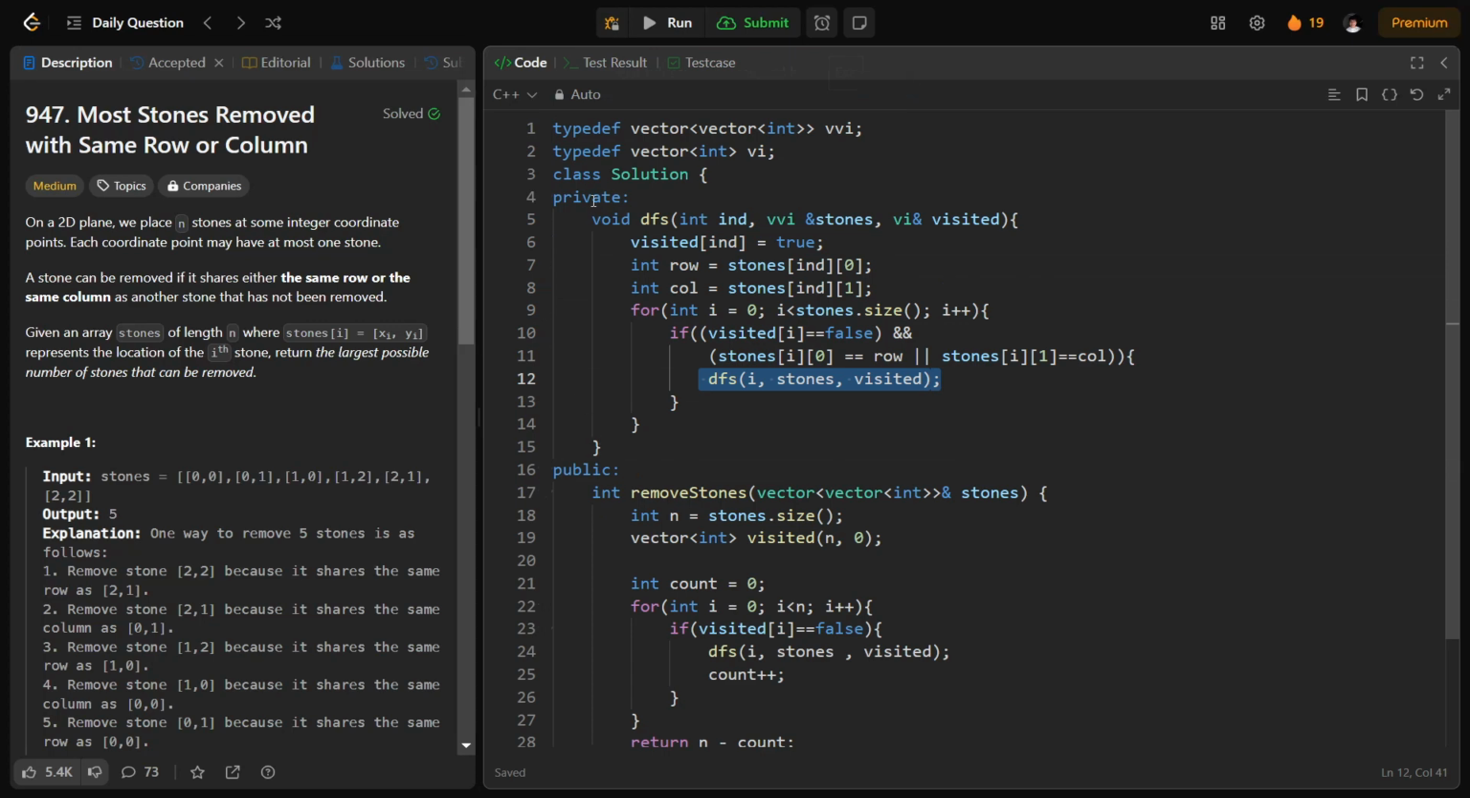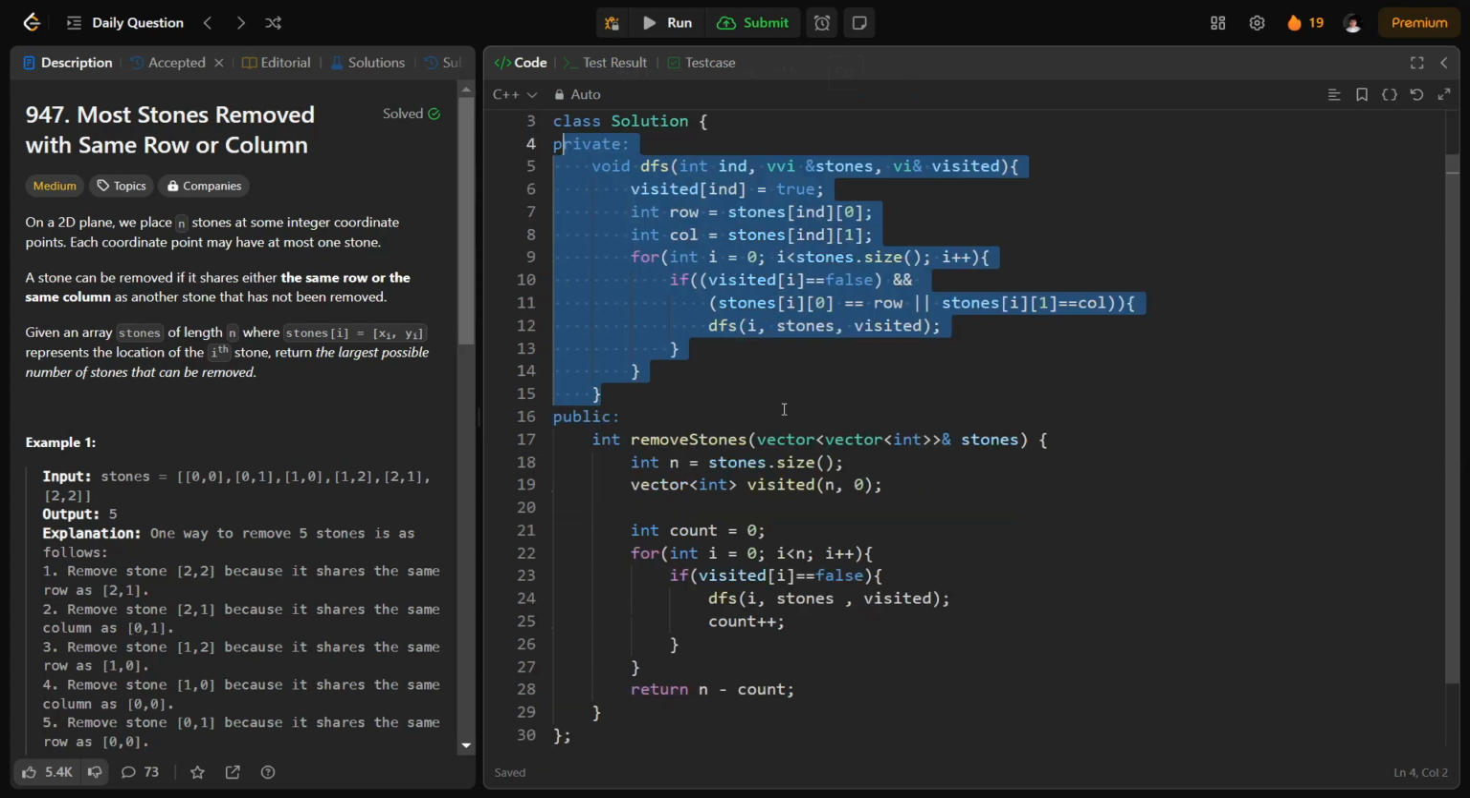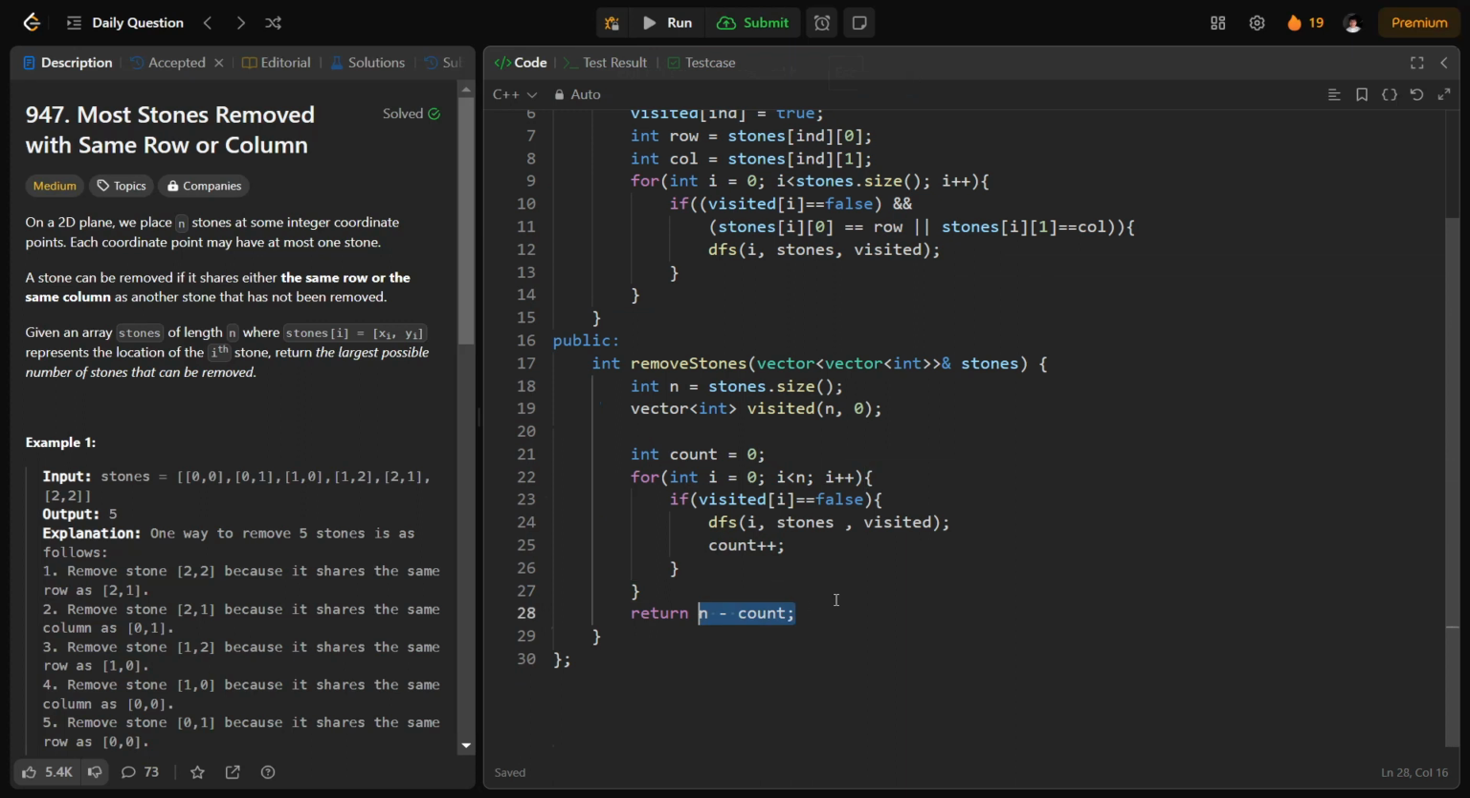So through this I would be able to count the number of islands, and in the end you just return the number of stones minus the number of islands and you'd be good to go.